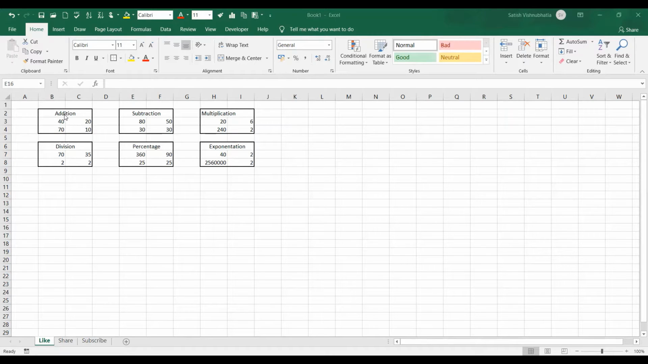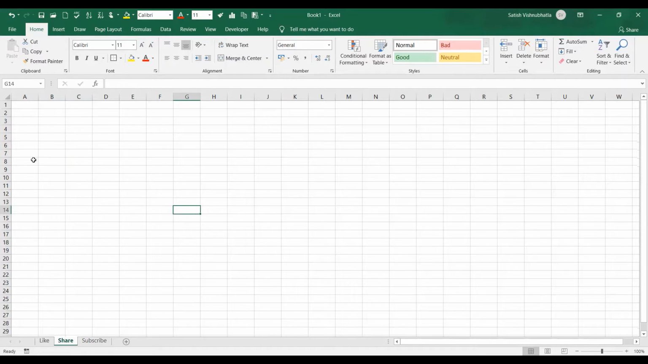I'm going to tell you how to use the arithmetic operators in Microsoft Excel. So these are all the arithmetic operators: addition, subtraction, multiplication, division, percentage and exponentiation. So let me show you how to do that.